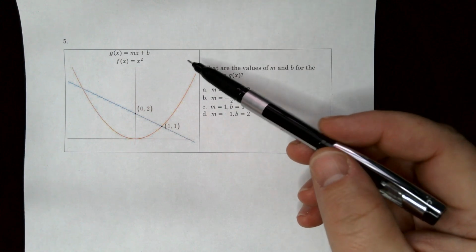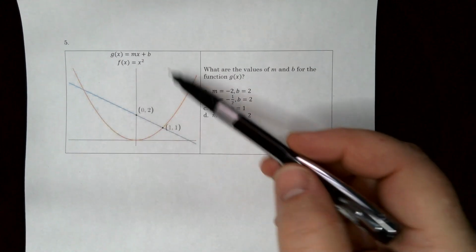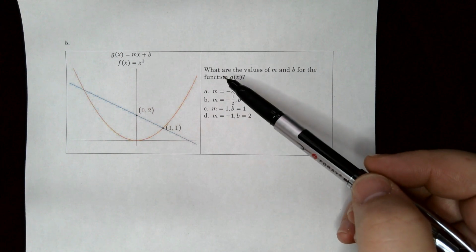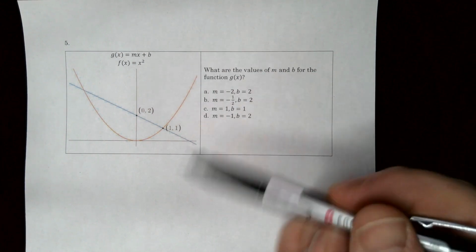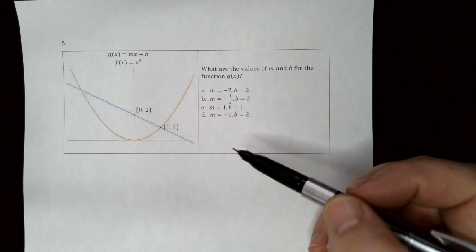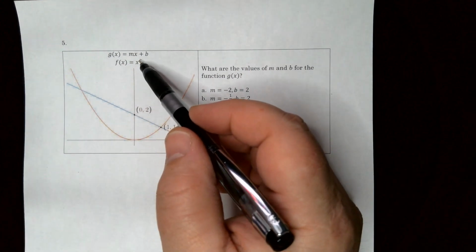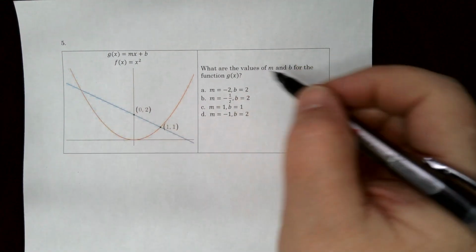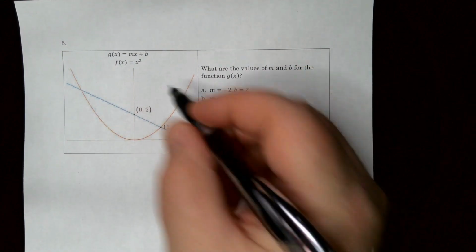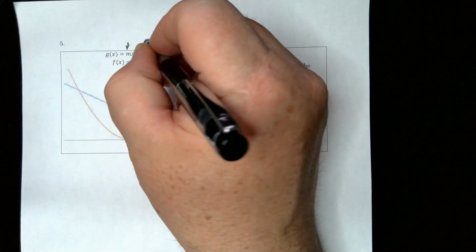All right. We've got the system of equations graphed here. We got another question. It says, what are the values of m and b for the function g of x? Well, let's talk about that, shall we? G of x, well, that's linear. That's this one right here. So when you're trying to find the values of m and b, well, that's your slope and that's your y-intercept.